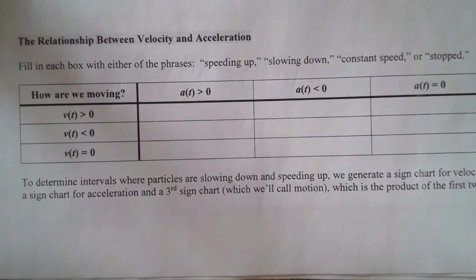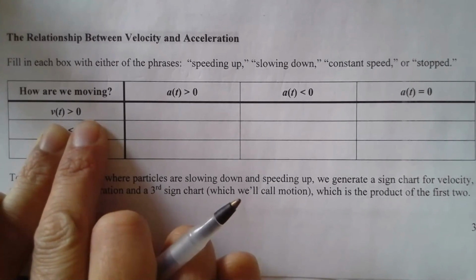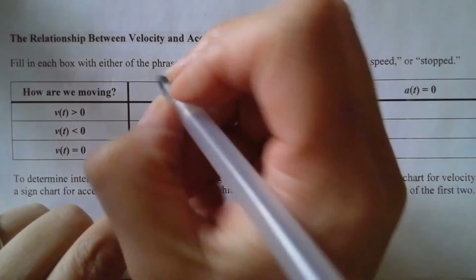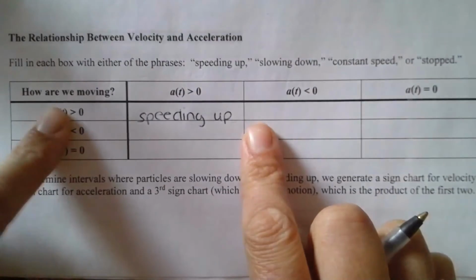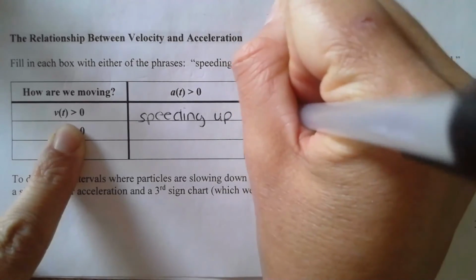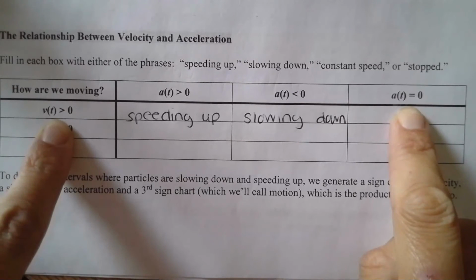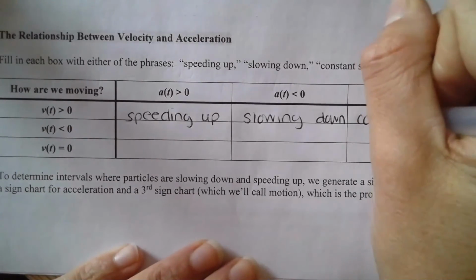Okay, so then we have our speeding up and slowing down, and now we're going to talk about the word constant speed or stopped. So if velocity is positive and my acceleration is positive, my function is what? Good. If velocity is positive and acceleration is negative, then it is... and if velocity is positive but acceleration is 0, perfect.